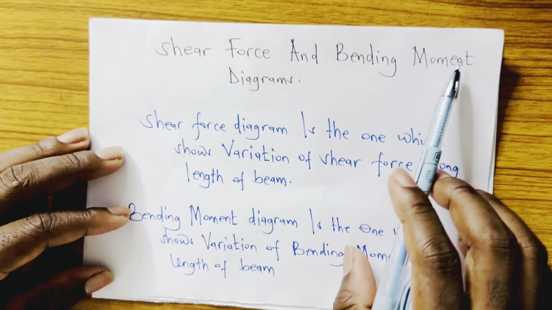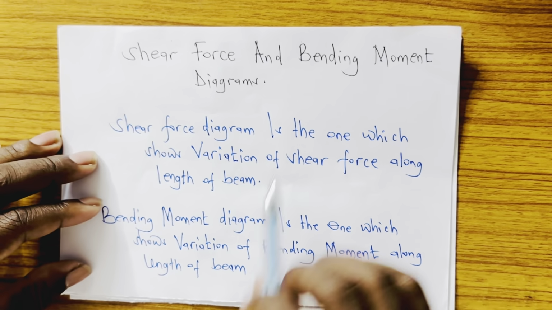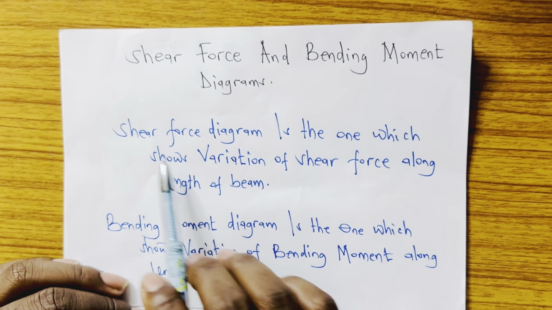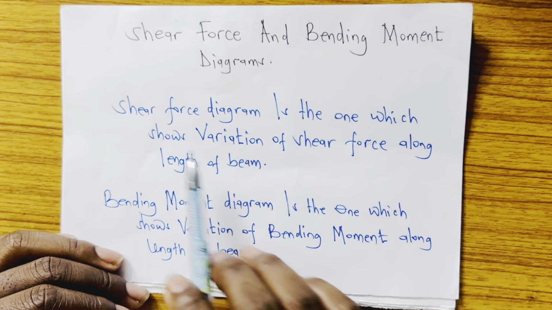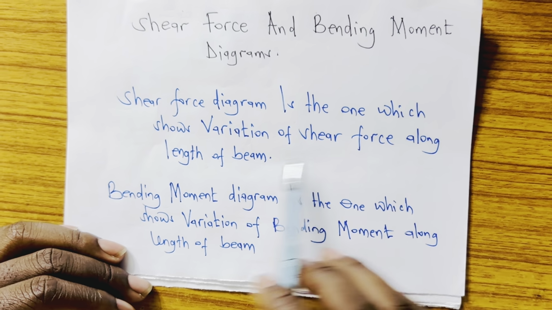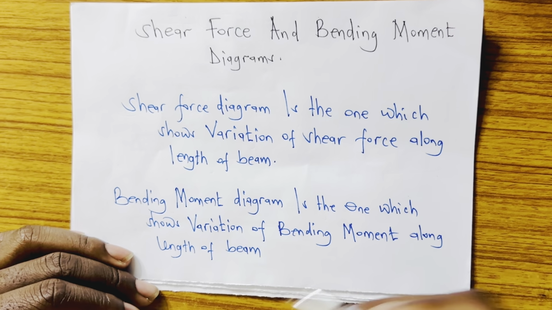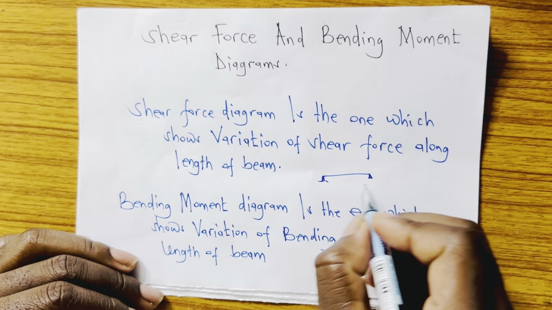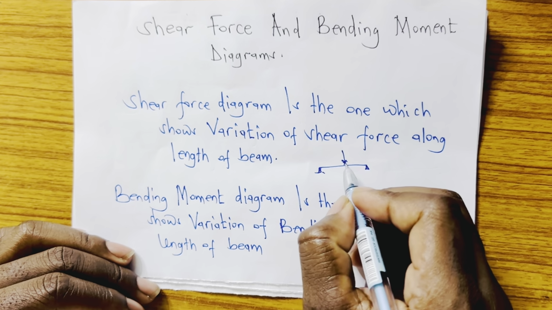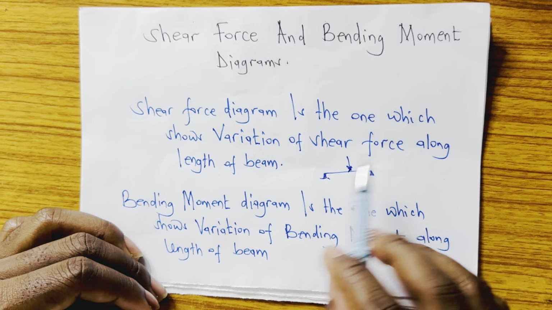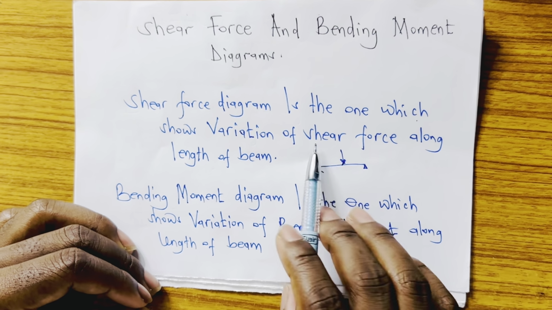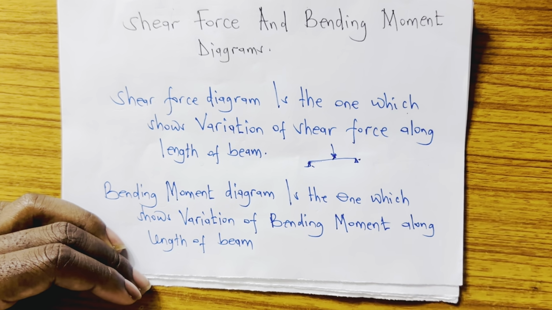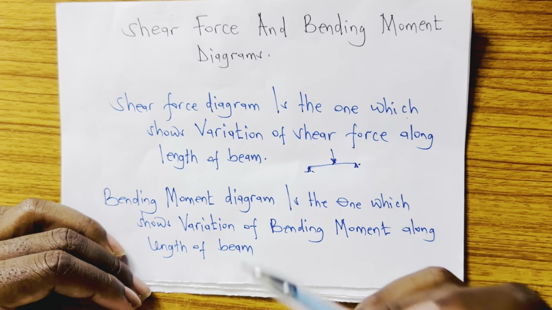Well, so let me take you to our next step, that is what we call shear force and bending moment diagrams. I'm just defining for you because this is an introduction to this topic. So, the shear force diagram is the one which shows variation of shear force along the length of the beam. If for instance you have a beam like this, just like the first one we had, the shear force diagram would show how the shear forces are varying along the entire length of this beam. We shall see in the next video how to draw these shear force diagrams.